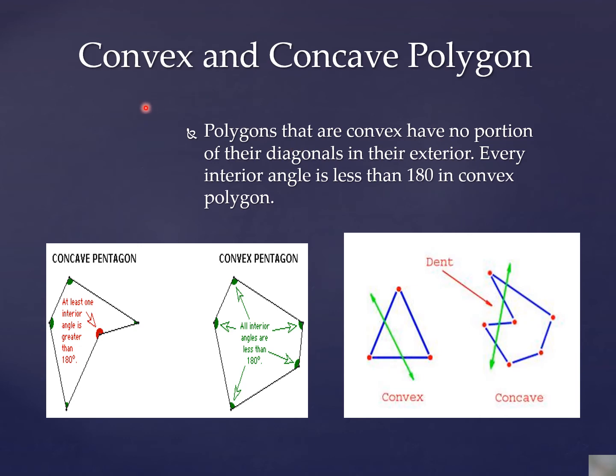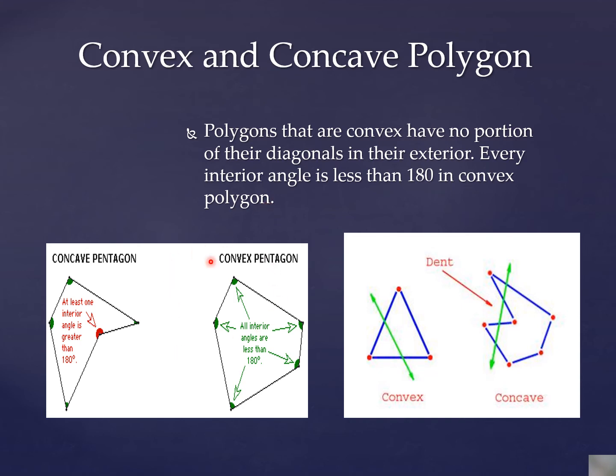Then a very important concept, convex and concave polygon. This is something where children get confused most of the time. So please pay attention here. Polygons that are convex have no portion of their diagonals in their exterior. This is the basic thing in a convex polygon, that no diagonal should be lying outside the figure, right? And every interior angle is less than 180 degrees in a convex polygon. Each of the interior angles should be less than 180 degrees.